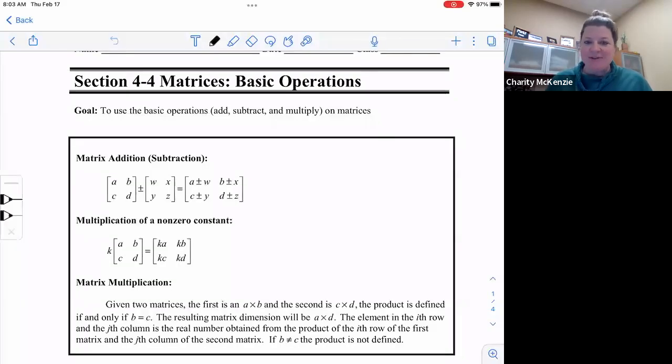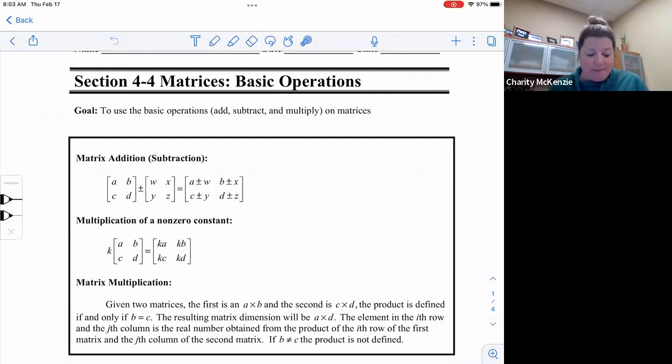All right, this video is going to help with basic operations for matrices. It's 4.4 in business applications. Okay, so we're here and you can see this first definition here for matrix addition.